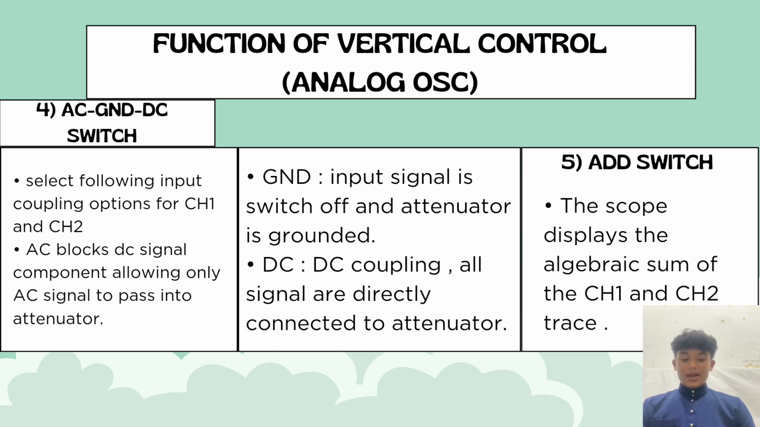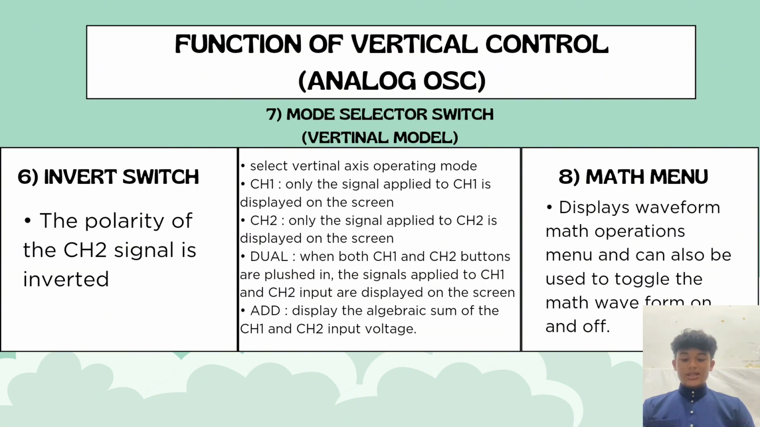Number 5, add switch. The scope displays the algebraic sum of the CH1 and CH2 traces. Number 6, invert switch. The polarity of the CH2 signal is inverted. Number 7, mode selector switch, vertical mode. Select the vertical axis operating mode.